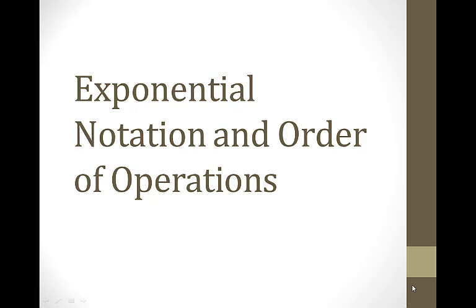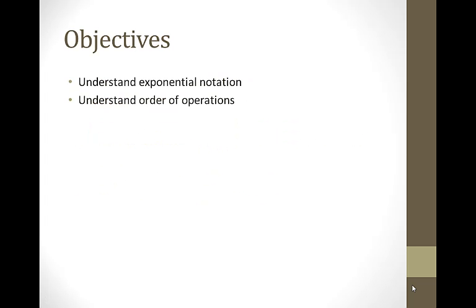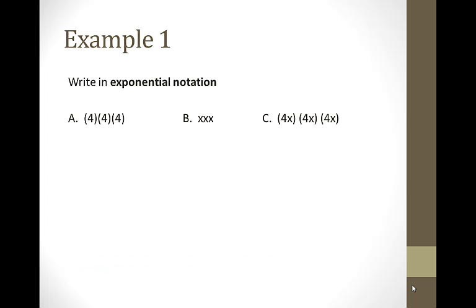In this lesson, we're going to look at exponential notation and order of operations, and you need to be able to understand both of those. So when we have a 4 written beside itself 3 times, 4 times 4 times 4, we can write this in exponential notation. This can be written as 4 cubed, because 4 cubed means 4 times 4 times 4. When we have an exponent, this just tells me how many times I multiply the base by itself.